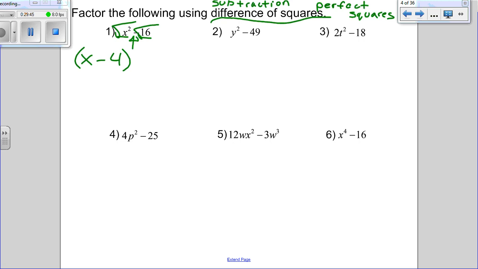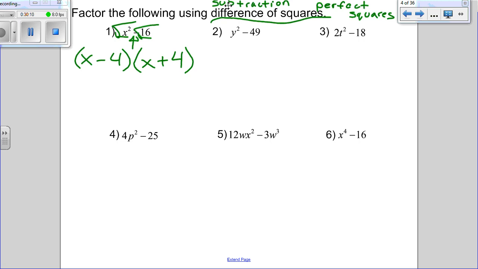So it's the exact same thing, opposite symbol. So the square root is the exact same. X squared is x, 16 is 4. And now instead of a minus sign, it's a plus sign. That's the only difference. That thing is fine. It's called difference of squares.